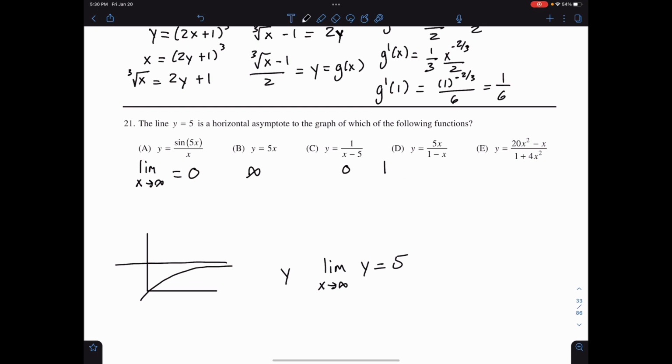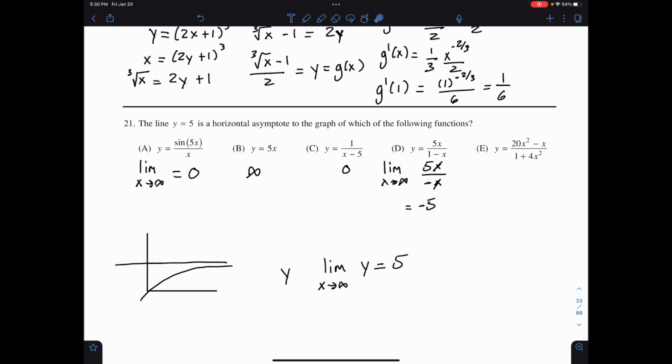what we do is we find the biggest and fastest growing term on both sides. So we have 5x on the top, and we have minus x on the bottom. And then we can cancel out these x's, and what we're left with is negative 5. So the limit here is negative 5, which is close to what we want, but it's not what we want. So the answer is likely e, but let's solve e to make sure.